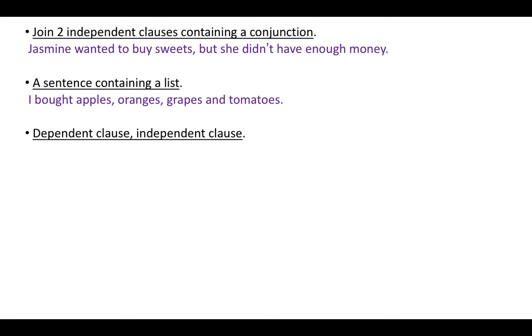An example of a comma used to separate a dependent clause and an independent clause is: Because I missed the bus, I was late to school. Remember, the dependent clause doesn't make sense on its own, whereas the independent clause does make sense on its own. Because I missed the bus is the dependent clause. I was late to school is the independent clause.